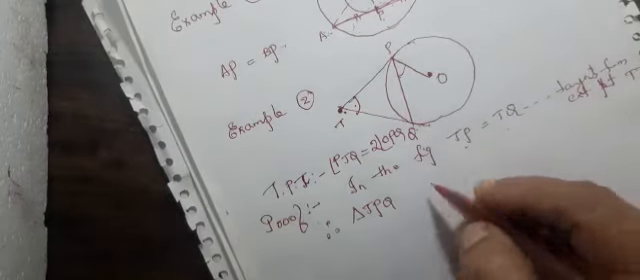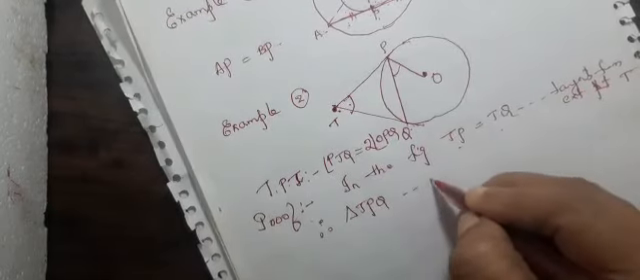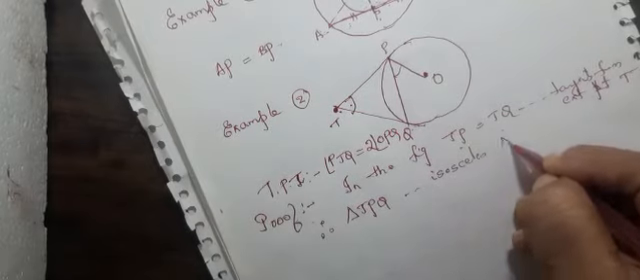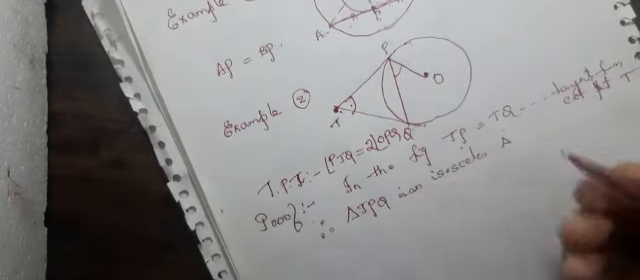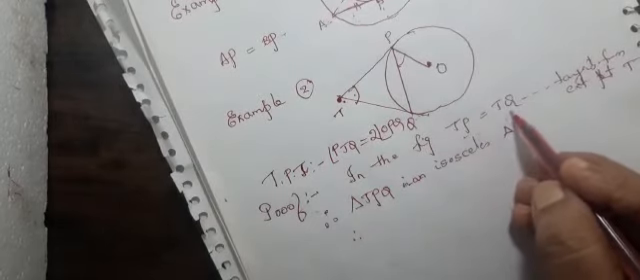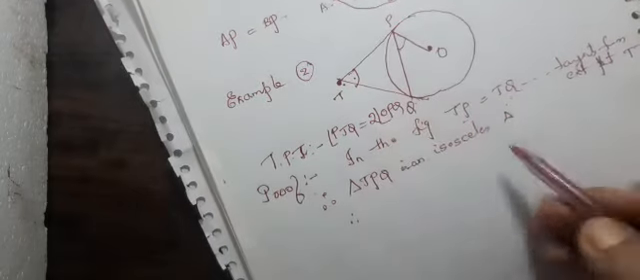So, if two sides are equal, two angles also will be equal. It will be an isosceles triangle. Therefore, I will write here TPQ is an isosceles triangle. Why is it isosceles? Because TP is equal to TQ. Why is TP equal to TQ? Because they are tangents from an external point.